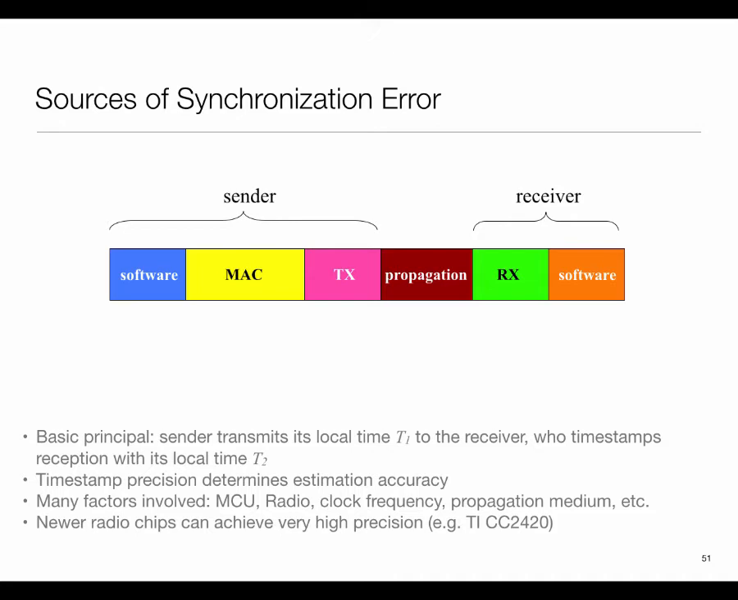We've already made some assumptions, right? We assumed that propagation delay is fixed, that propagation delay is constant over time, that propagation delay is symmetric, and in some cases we also assume that we know the propagation delay. All these things come into play.